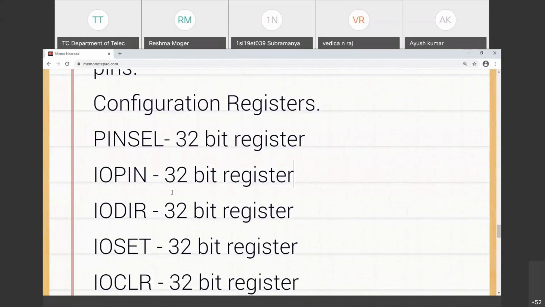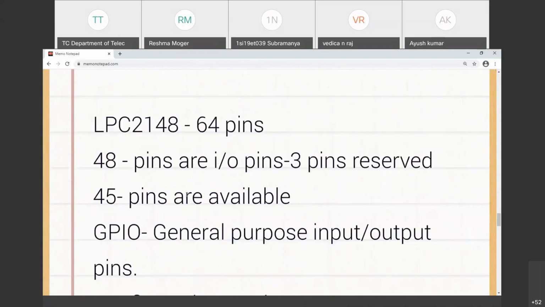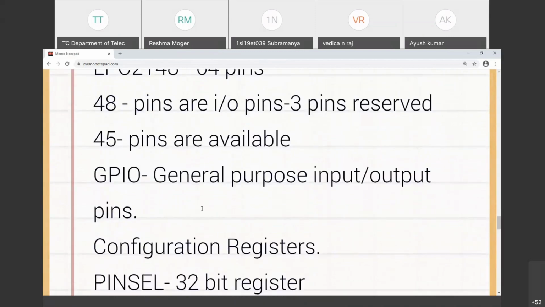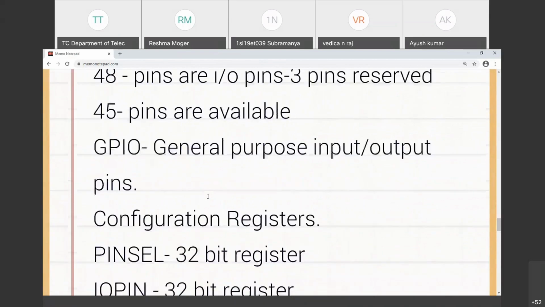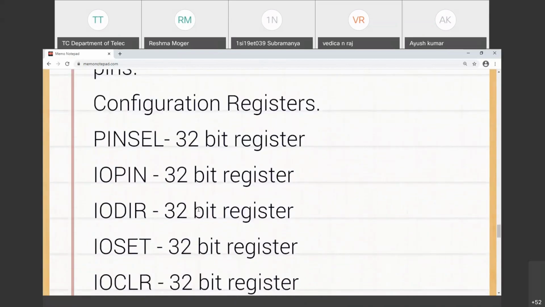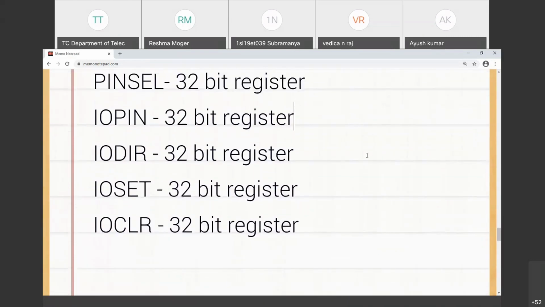with respect to IO ports. IO ports are a very essential part of your microcontroller, which does so many operations. What are those operations with the external world? We will see them one by one by configuring these registers in the next class. I'll stop here and we'll continue in the next class. Okay.